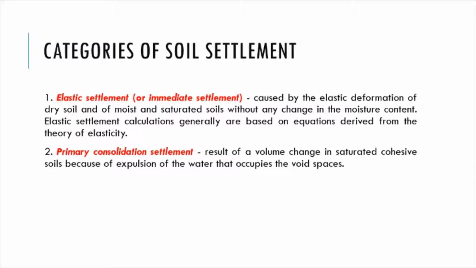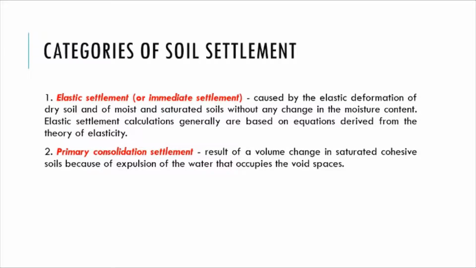Number two category of soil settlement is what we call the primary consolidation settlement. It is the result of a volume change in saturated cohesive soils because of expulsion of the water that occupies the void spaces. Primary consolidation settlement is the most common settlement that occurs in a soil profile after a load is applied. So elastic settlement may not occur right after the application of load, but primary consolidation settlement will really occur.